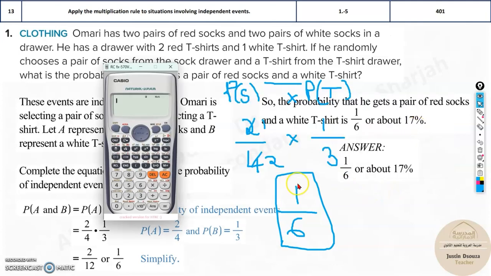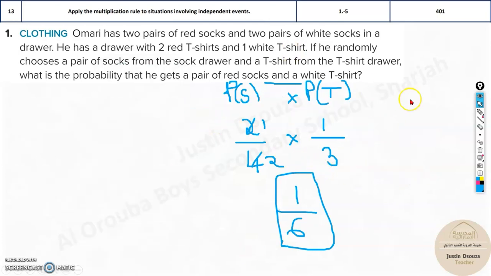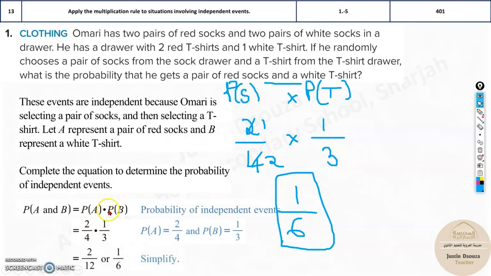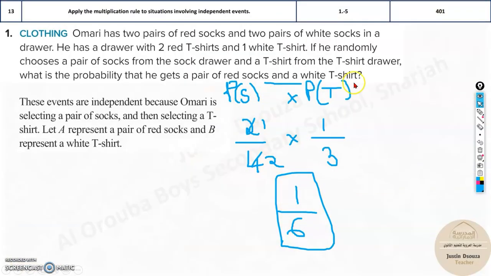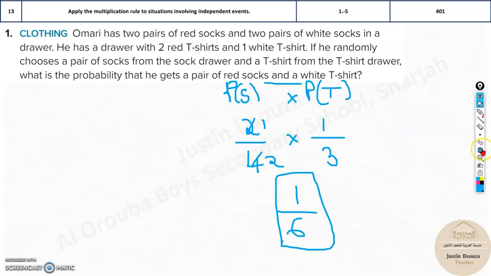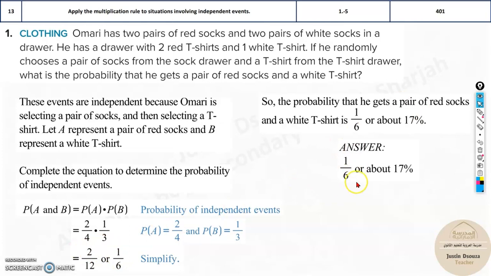Now you can use your calculator to check the percentage. 1 divided by 6 will give you 0.1667. It's close to 17%. That's the answer. So you can just remember the method which I did. Over here, the explanation is given in detail. You can read through it. But sorry, this is more than enough. The same thing is told in detail. That's the answer.